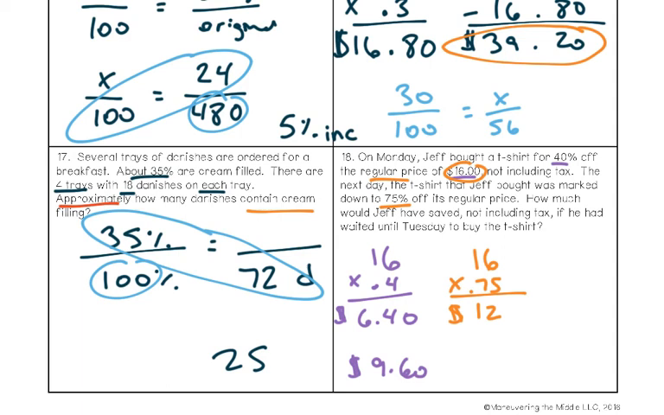So the next day's markdown was $12, or a discount of $12, which means that I need to take that off of the 16 original. That means that the next day it was $4. And the question says, finally, how much would Jeff have saved if he had waited until Tuesday to buy the shirt? In other words, what's the difference between these two prices? When you take $9.60 minus the $4 it would have been, that means that he would have saved a total of $5.60.